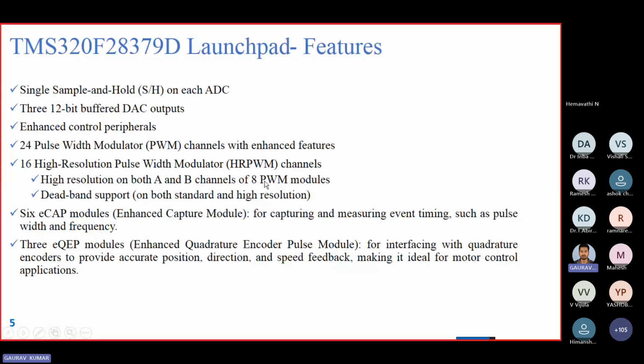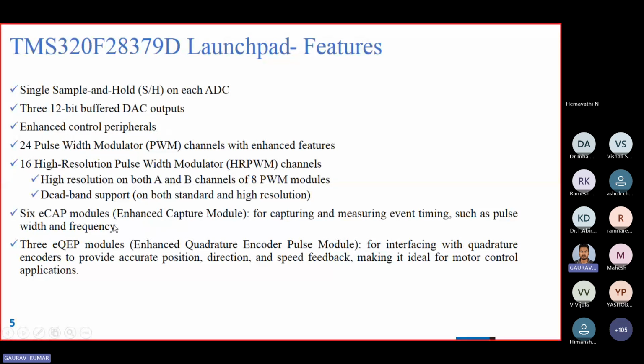So in total, we have 12 PWM modules in this series, and each PWM module has two channels, one A and one B. So we have 8 PWM modules in which A and B, two channels, are there. So these are the 16 high resolution PWM channels.